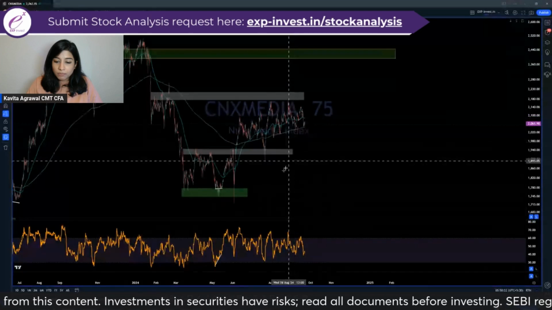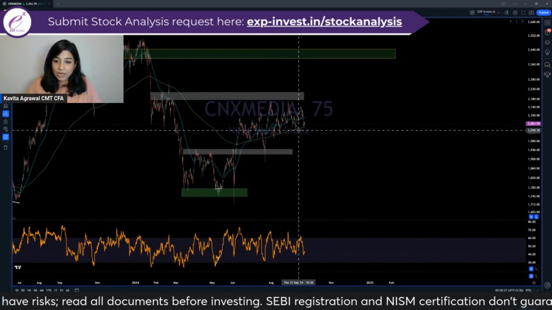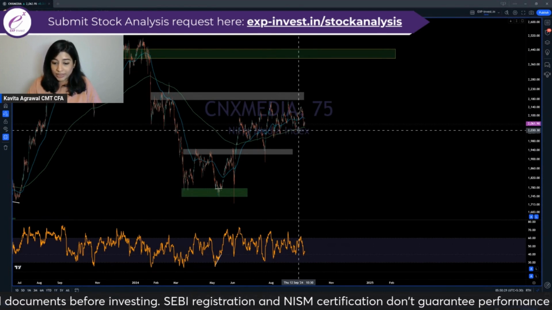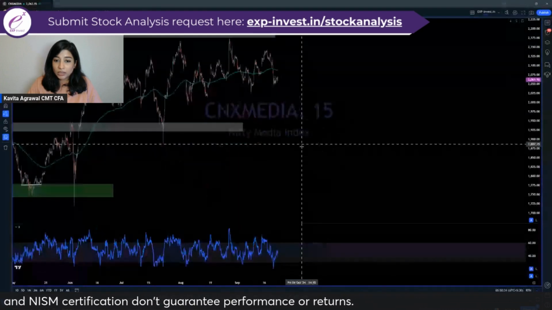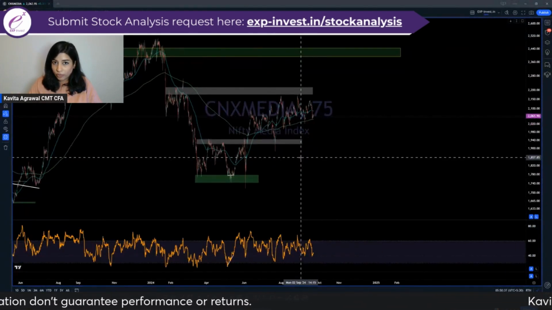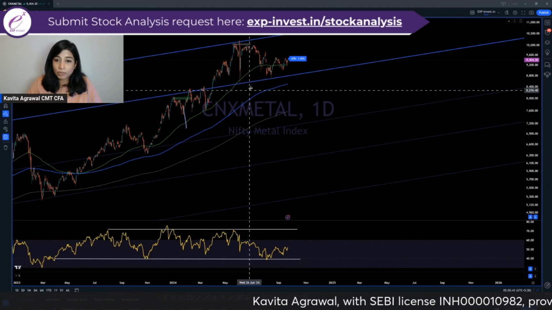Media sector bull range, bear range, mixed momentum, undecided, chart noisy. If you want to make positions for very short term, I think I want to stay away from media sector. Charts are not looking very clear bullish.